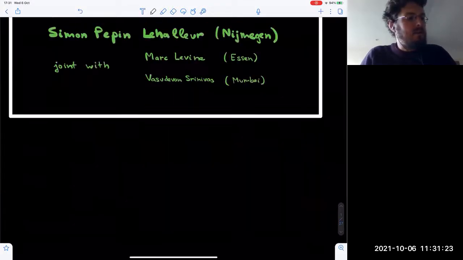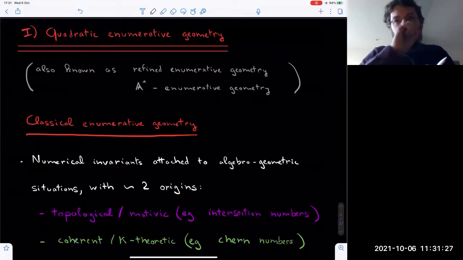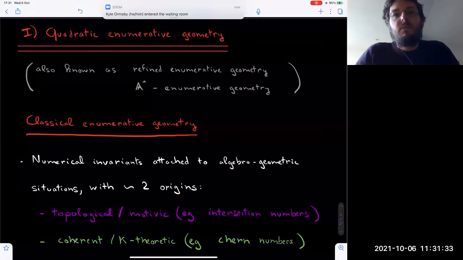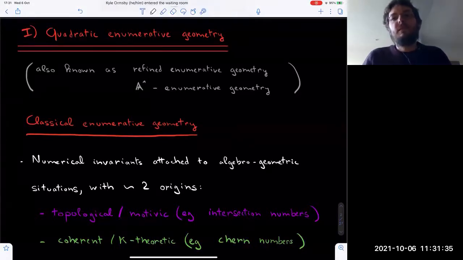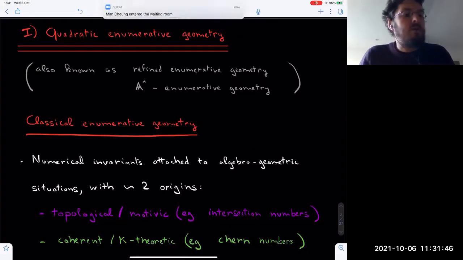So the general setting where this all takes place, or the kind of problem that we're interested in, is quadratic enumerative geometry, which is a relatively new field, which sort of comes at the intersection of classical enumerative questions and motivic homotopy theory. It's also sometimes called refined enumerative geometry or A1 enumerative geometry.